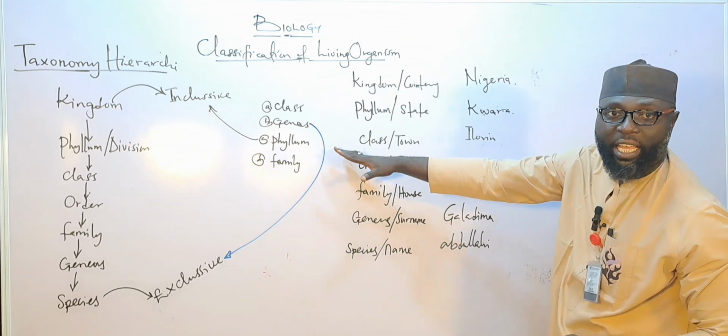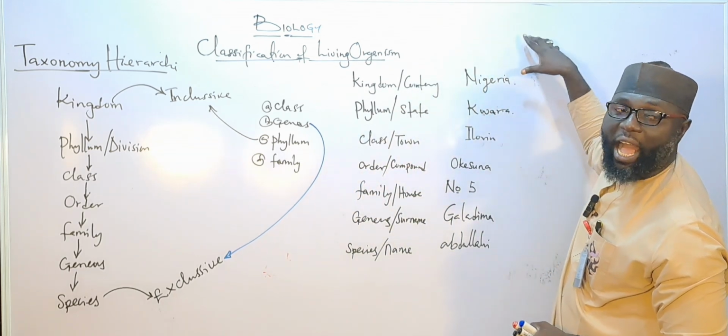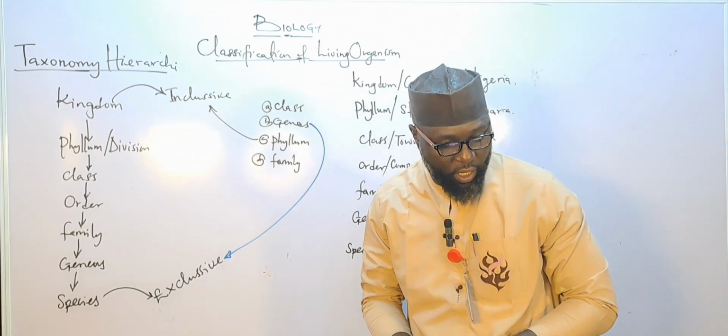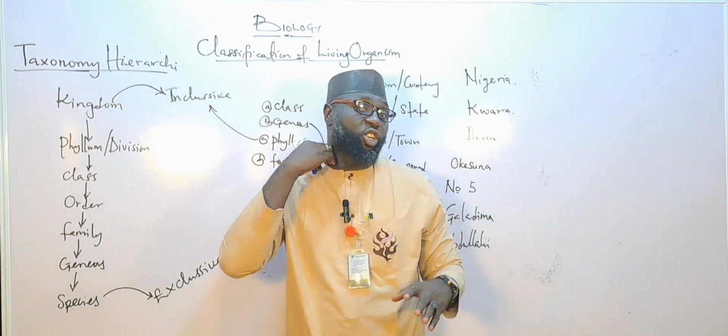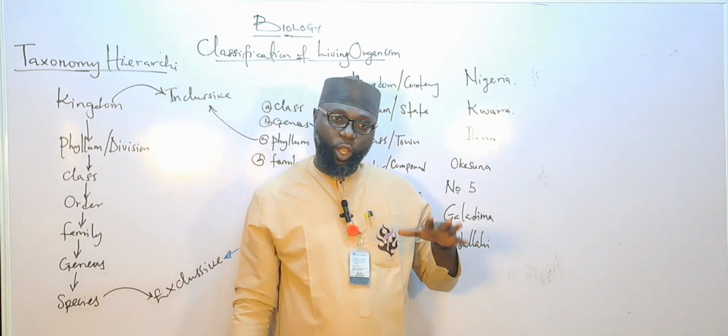You can see that the taxonomy hierarchy is analogous to the postal address of a living organism. So that is all about classification of living organism.